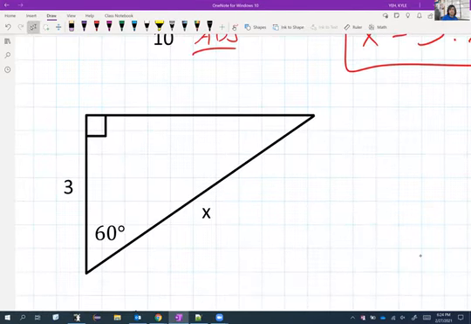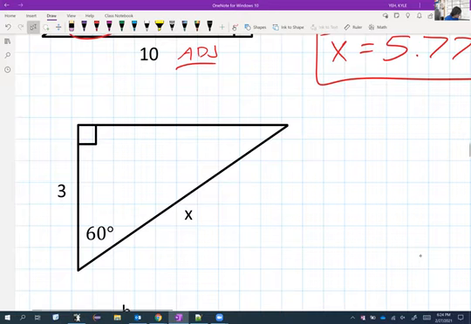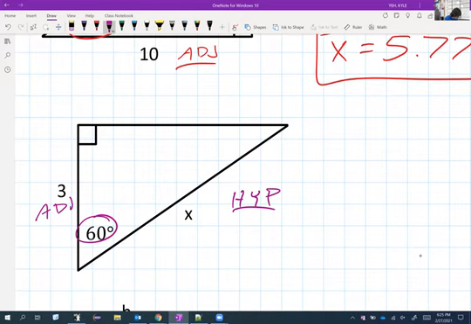How about right here? 60 degrees, 3x. First thing I would do, I would come down here. I'd say, well, I know this is my hypotenuse. It's across from the 90-degree angle. And this is my adjacent side. It's right next to my angle.